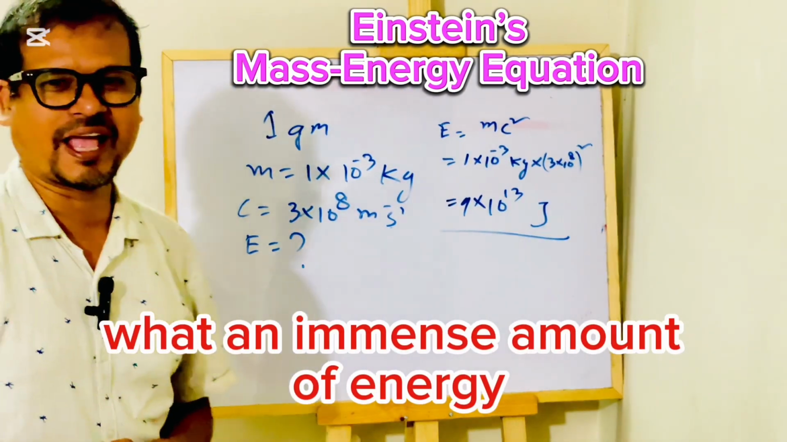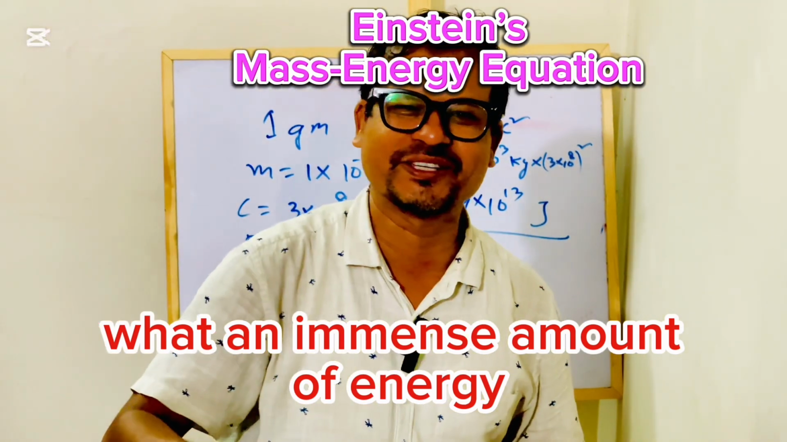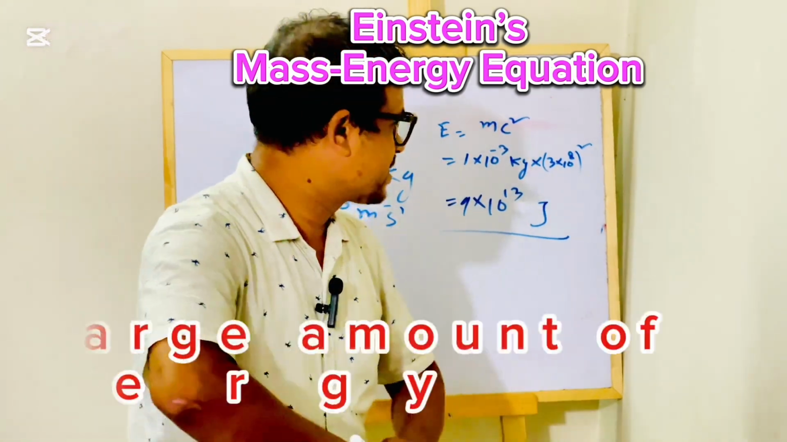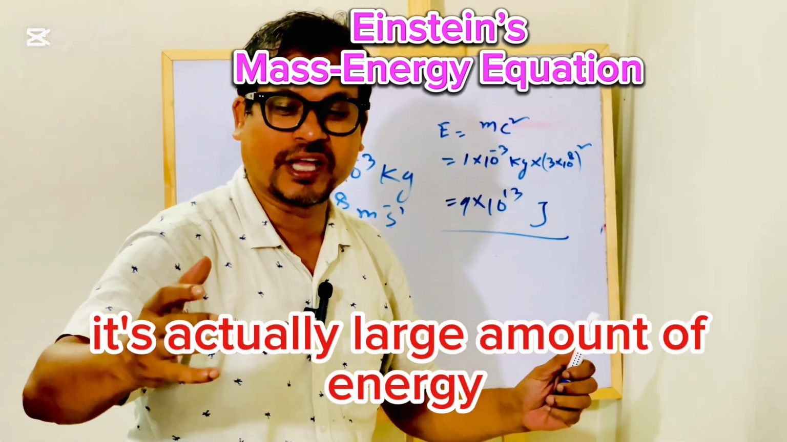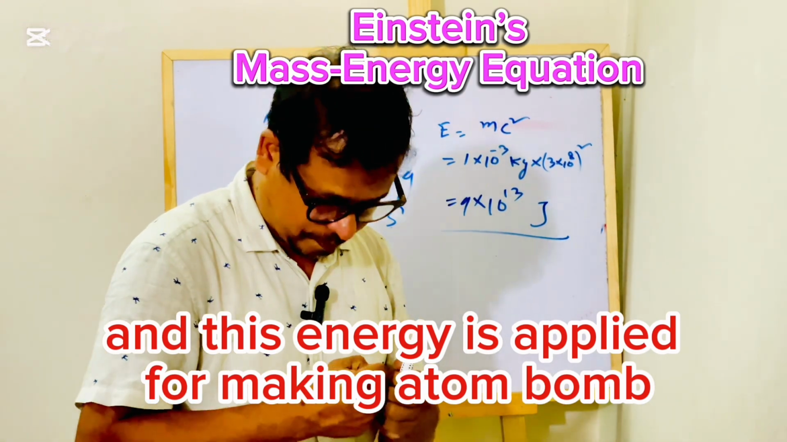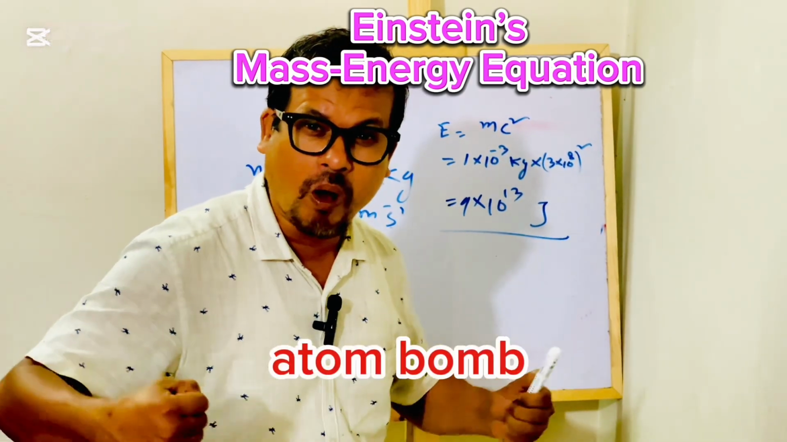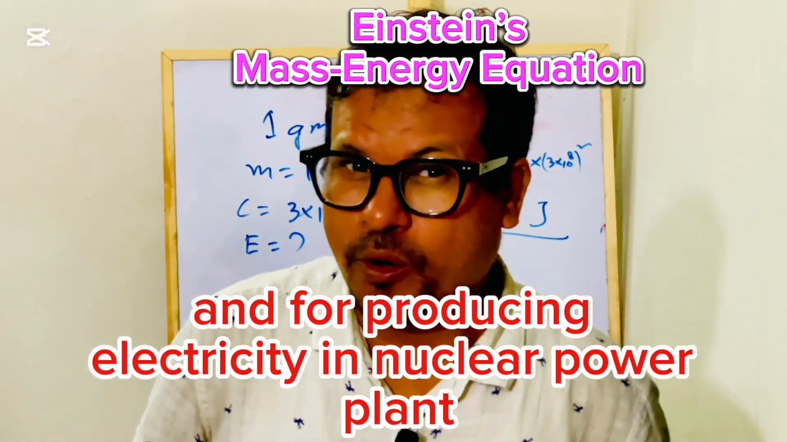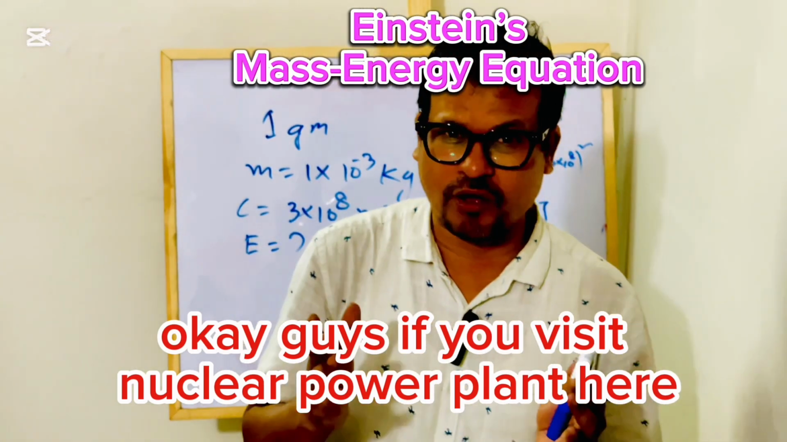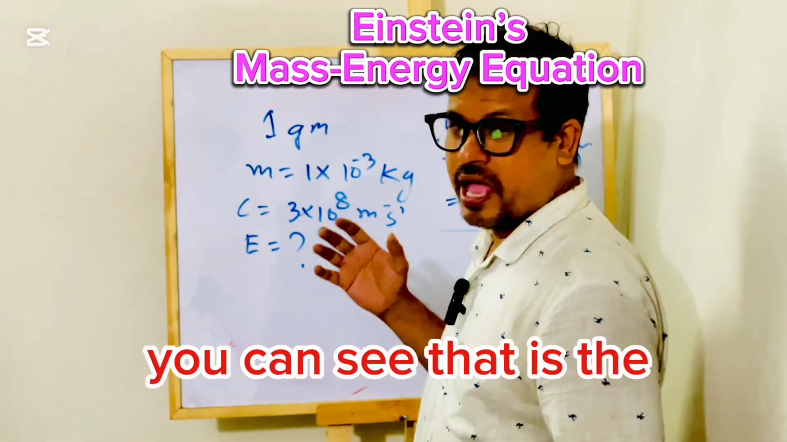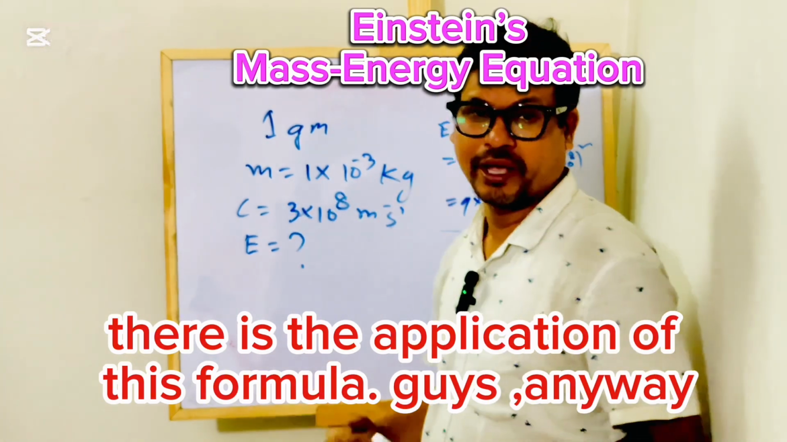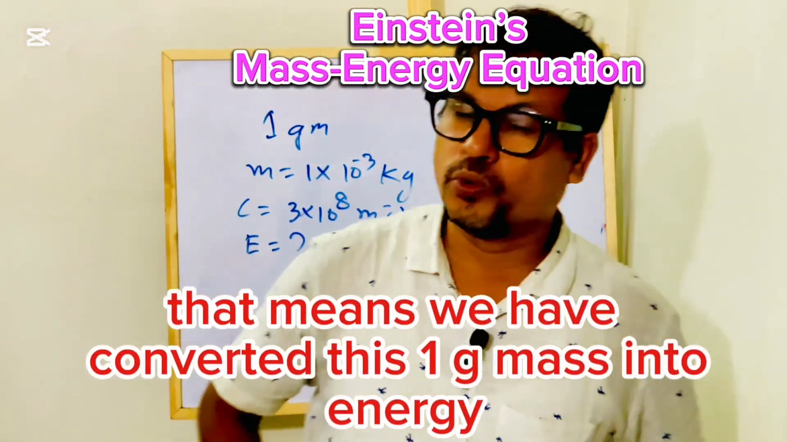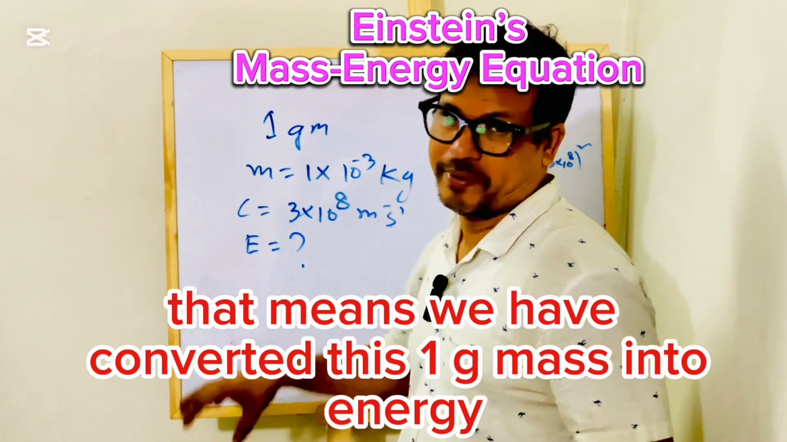Guys, what an immense amount of energy has been converted from 1 gram of substance. It's actually a large amount of energy, and this energy is applied for making atom bombs and for producing electricity in nuclear power plants. If you visit a nuclear power plant, you can see the application of this formula. That means we have converted this 1 gram of mass into energy using E equal to mc squared.